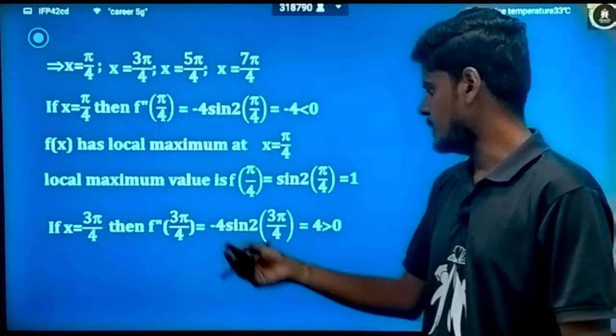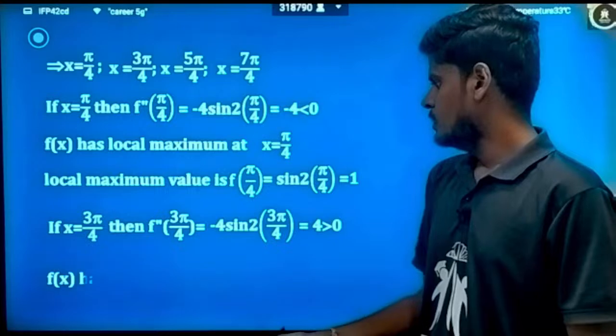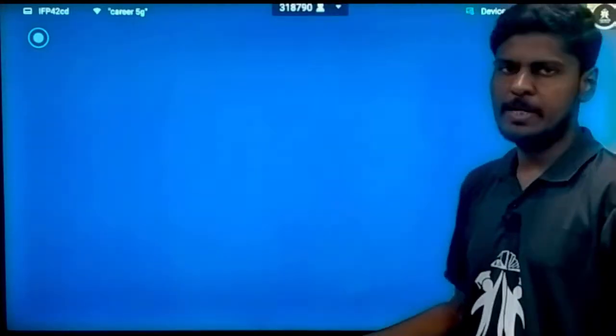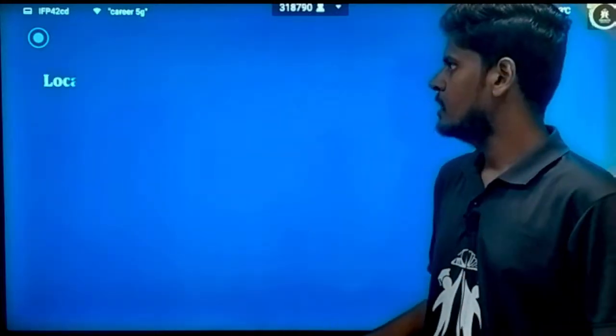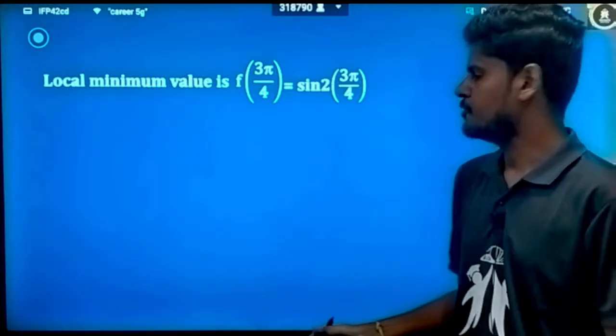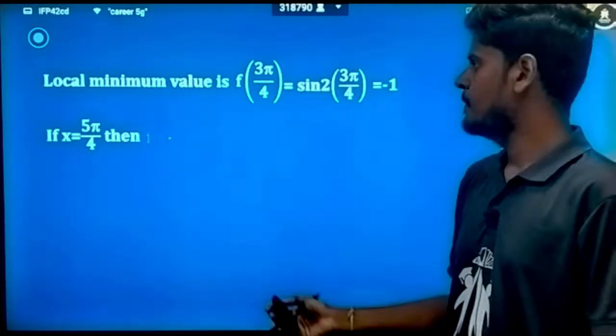Similarly, at x equal to 3 pi by 4, f double dash becomes greater than 0. So this point is actually a point of minimum. When f double dash is greater than 0, x is a point of minimum. And the minimum value is f of that point, that is 3 pi by 4. So what is the answer? Minimum value is minus 1.